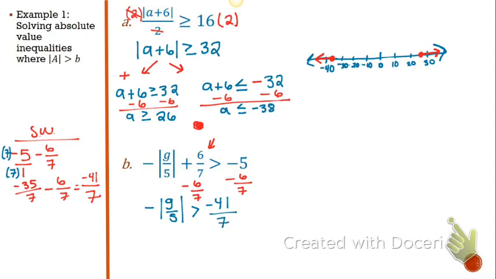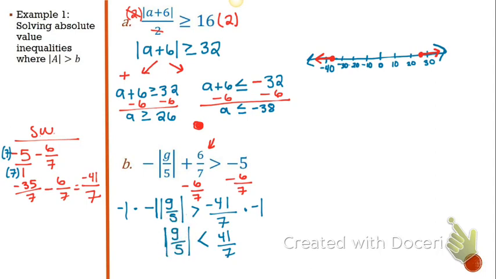Okay. Now I need to get rid of that understood negative 1. So what I'm going to do, I'm just going to go ahead and divide by negative 1. Or we could multiply by negative 1. I think that'll be easier. Right? So times negative 1 times negative 1. So basically we're just changing the signs, right? So we have G over 5 is less than positive 41 over 7. I flipped it because as a rule, when we multiply or divide by a negative number, we flip the inequality. Okay?